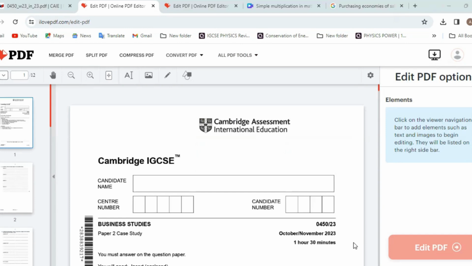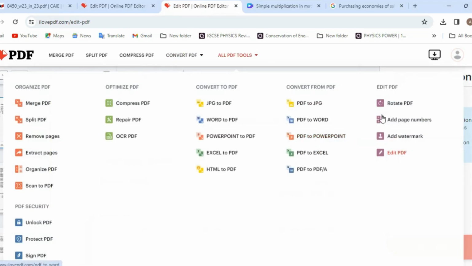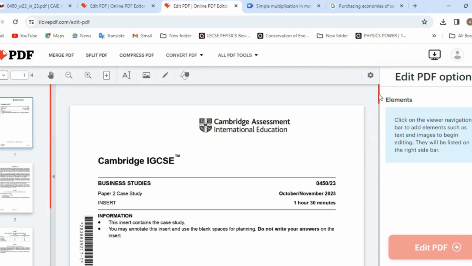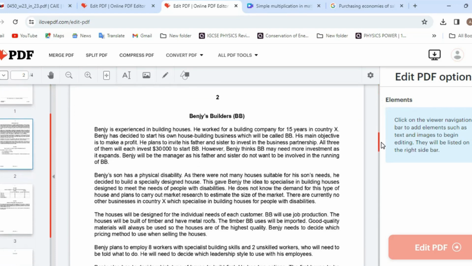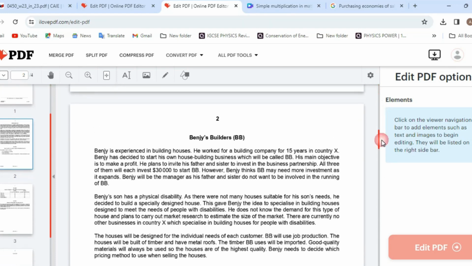Today we'll be looking at our paper 2 case study for October-November, that is the third paper 2. As you can see, we must answer everything on this paper, that is every question that we have here. And don't forget, we usually have a separate appendix for our paper 2. If you can see our previous video, you can testify to that.